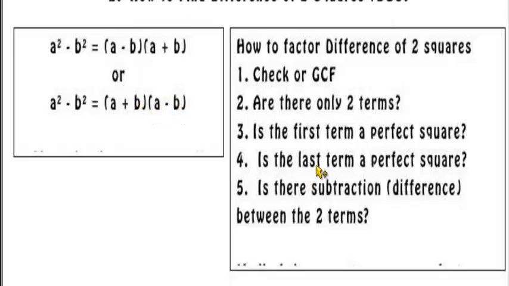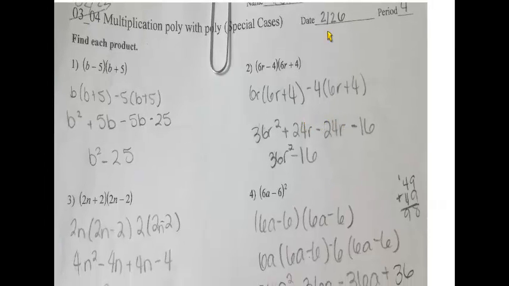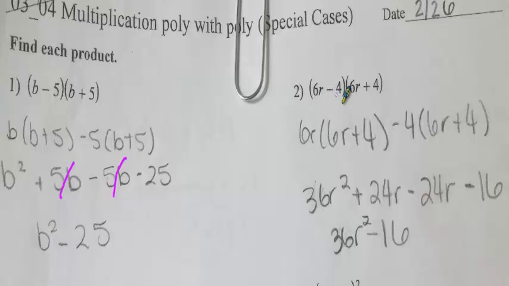Now let's go back to the worksheet that we did before that has special cases on it. This was the homework that we did on February 26th. Note that here we multiplied b minus 5 and b plus 5. After we used the distributive property, the middle terms, 5b minus 5b, will cancel out. We ended up getting b squared minus 25. Same thing with 6r minus 4 times 6r plus 4. These two middle terms will cancel out, and we got 36r squared minus 16.